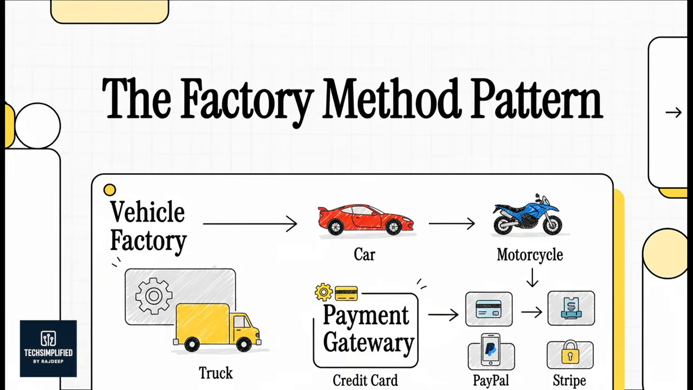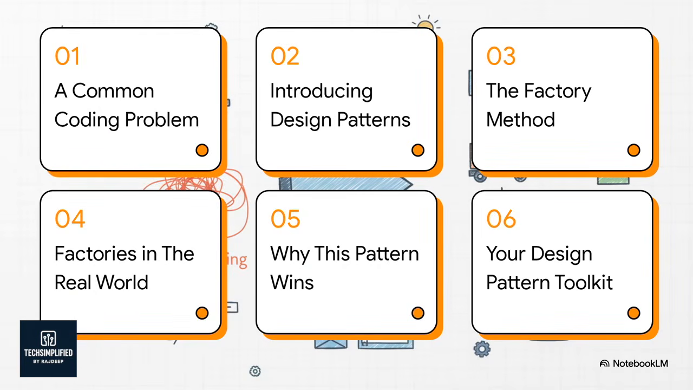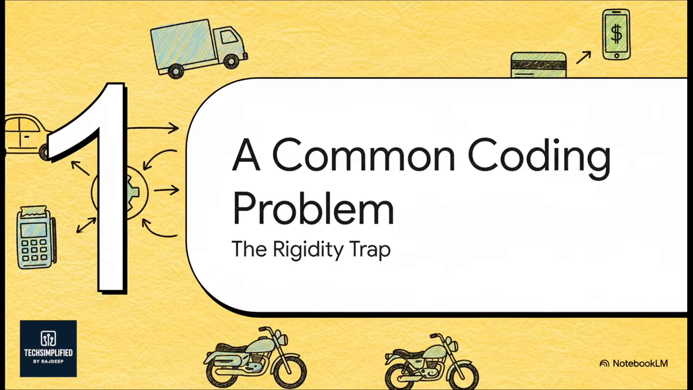And we're going to focus on one of the most powerful ones to get started with, the factory method. So here's the game plan. We're going to start with a coding problem I know you've run into. Then, we'll introduce design patterns as the hero of our story. After that, we'll do a deep dive into the factory method itself, see where it's being used out in the real world, figure out why it's so awesome, and then wrap it all up with a handy toolkit summary. Let's get into it.